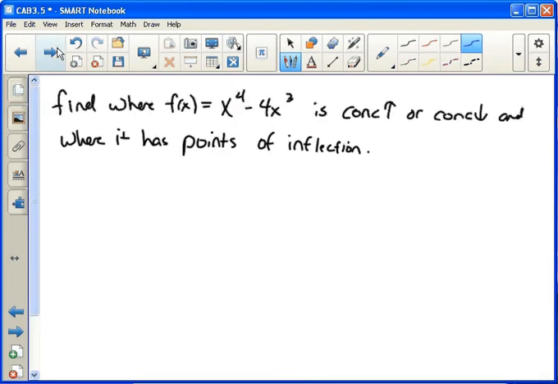So it asks us to find where this function is concave up or concave down and where it has points of inflection. If you know how to do the first derivative test, or you watch that video, then you should have a pretty good idea of how to do this. It's almost the exact same process, we just do it with the second derivative instead of with the first derivative. So my first task is to find the second derivative.